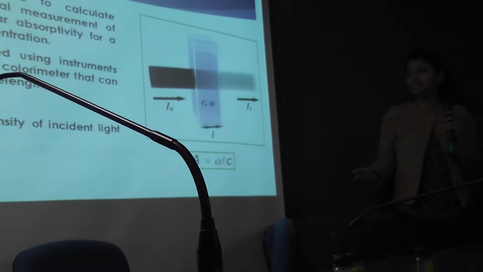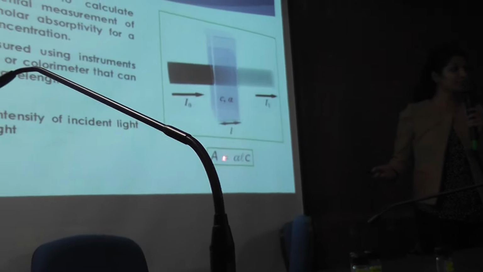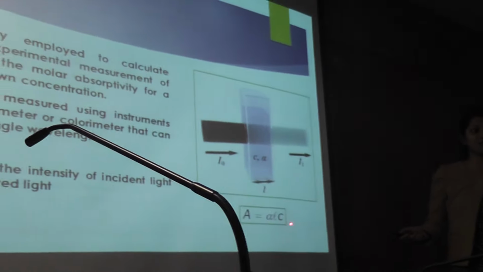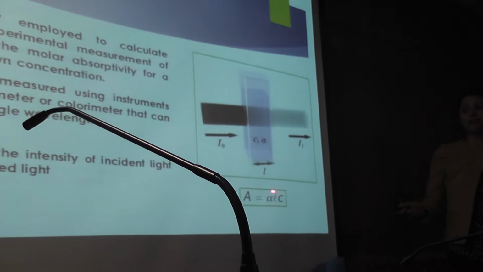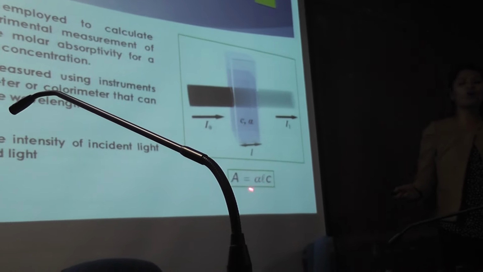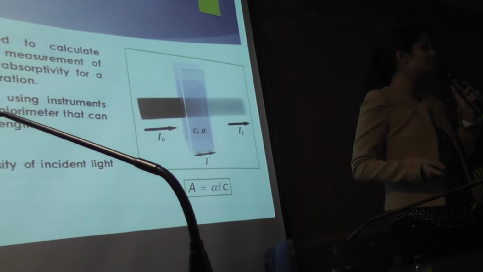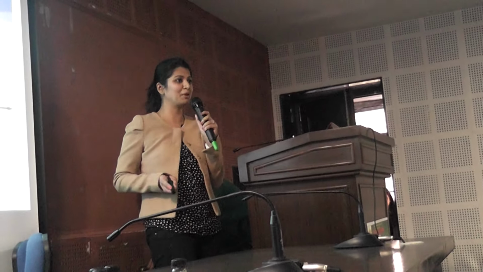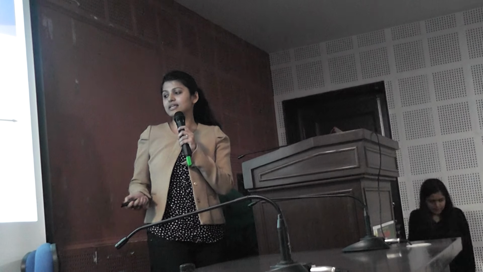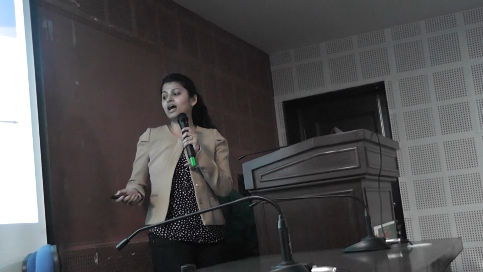absorbance, which has no units, C stands for the concentration of the sample inside the sample container, and L stands for the path length. This alpha is basically the molar extinction coefficient or molar absorptivity coefficient, and it is generally denoted by epsilon. I could not get that symbol in the PPT, so I just inserted alpha instead. So this is A equal to alpha LC.